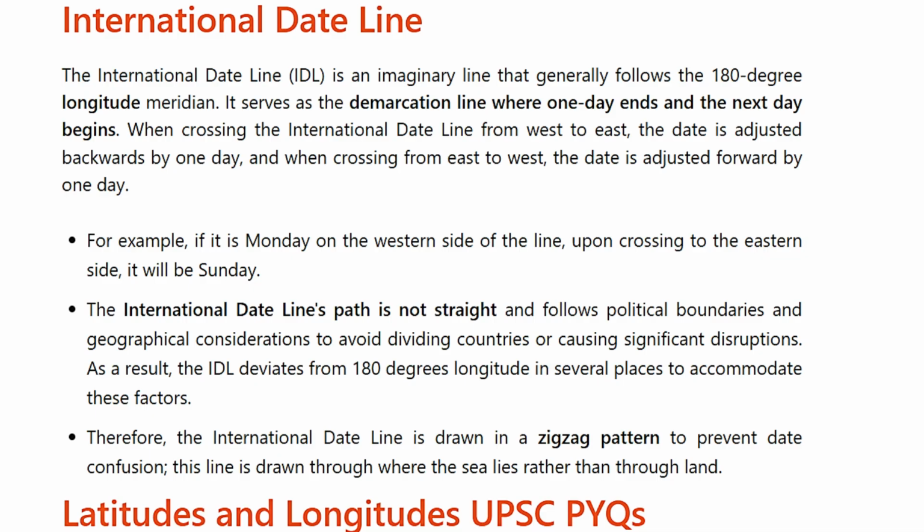For example, if it is Monday on the western side of the line, upon crossing to the eastern side, it will be Sunday. The international date line's path is not straight and follows political boundaries and geographical considerations to avoid dividing countries or causing significant disruptions. As a result, the line deviates from 180 degree longitude in several places to accommodate these factors. Therefore, the international date line is drawn in a zigzag pattern to prevent date confusion. This line is drawn through where the sea lies rather than through land.